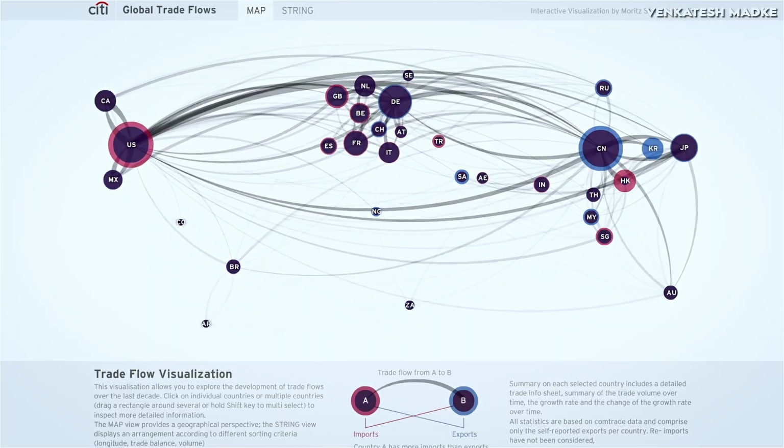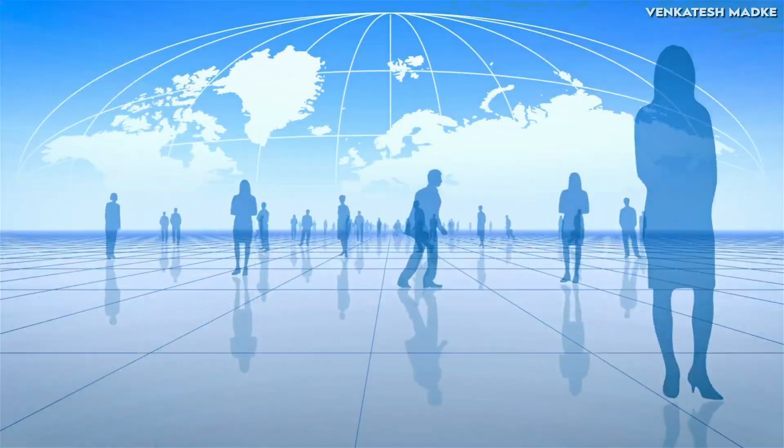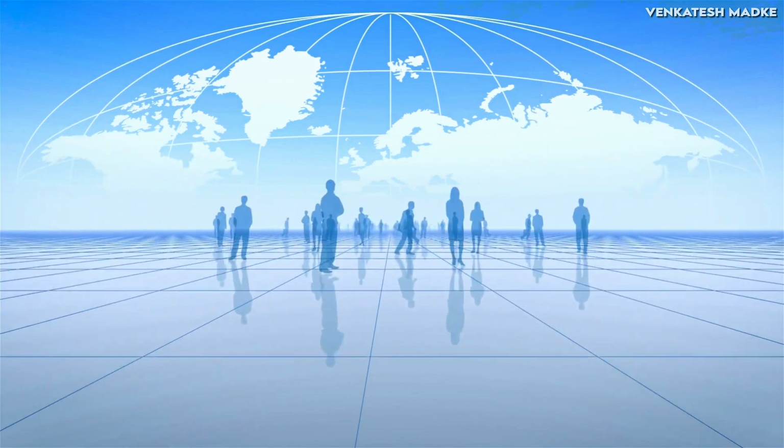These sanctions have reshaped global trade flows and economic alliances. We have seen a shift towards a more fragmented global economy. Countries are reassessing their economic dependencies and diversifying their trade relationships. This could lead to significant changes in the global economic landscape in the years to come.